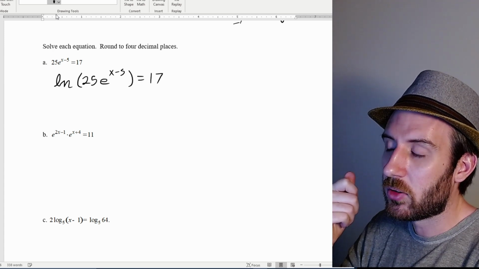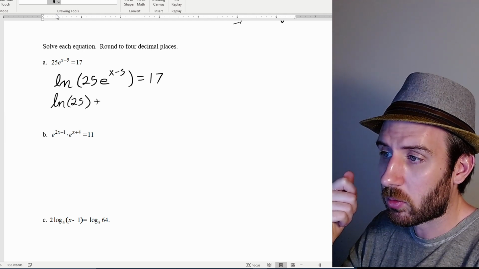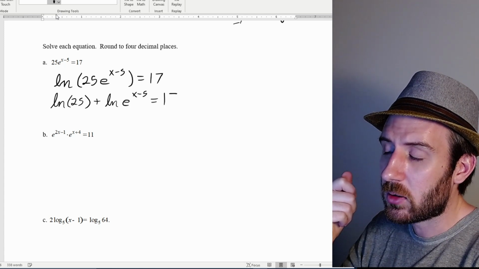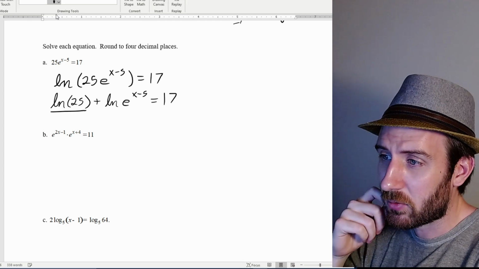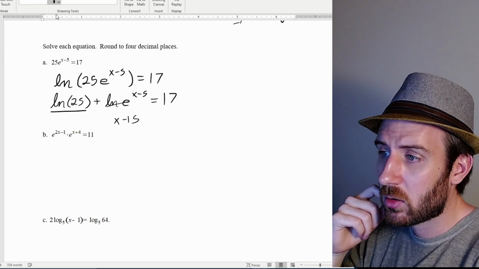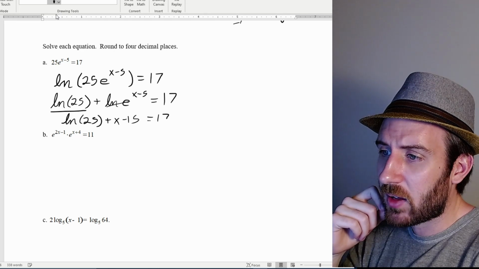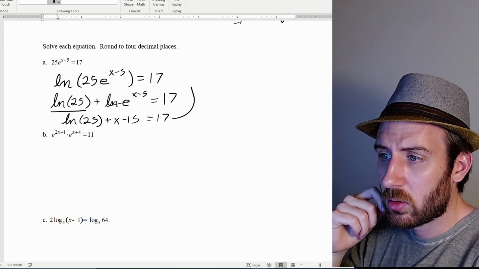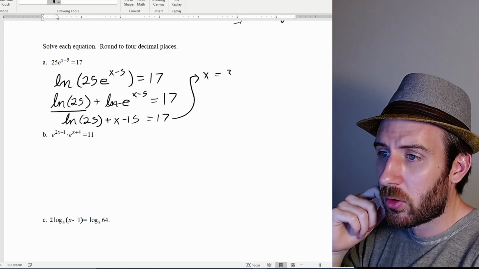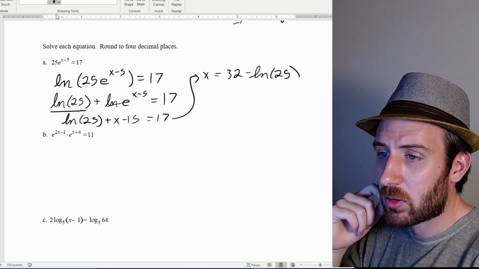That would be, let's see, multiplication inside the logarithm could be made addition. Natural logarithm of 25 plus the natural logarithm of e to the x minus 5 equals 17. This is just a number. I'll save it for later. This natural log of e kind of cancels away and leaves me with x minus 5. And then I have the 17 on the outside. Let's get x alone. I think that's just going to be adding 5 to both sides, which would be 22, and then I would subtract the natural logarithm of 25. And we could throw that in our calculator.